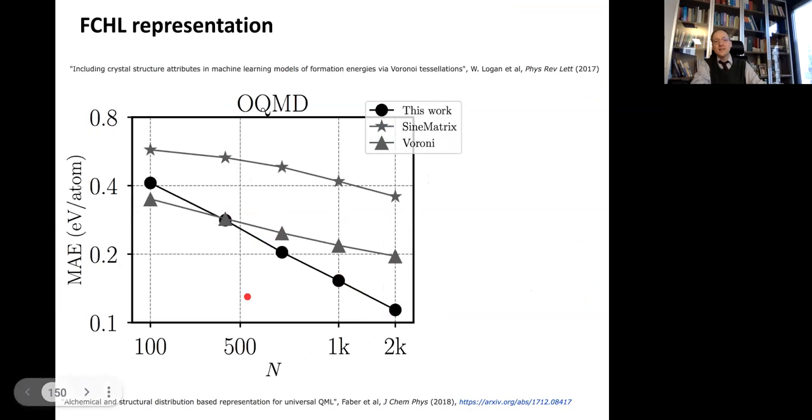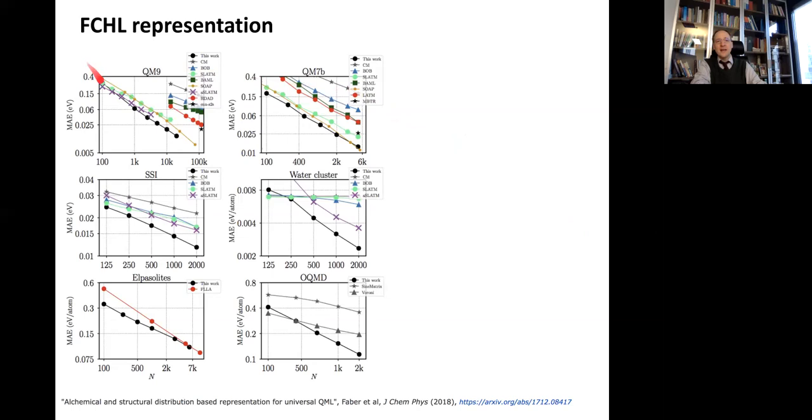Now, FCHL can also be applied to solids. And so we tested it on this OQMD data set by Chris Wolverton and colleagues. And you see it also offers a very nice learning curve. We also looked at other data sets like QM7b. These are sidechain interactions, and they're water clusters, there are fossilizers, a bunch of crystals. And you see that FCHL typically performs very well in these.